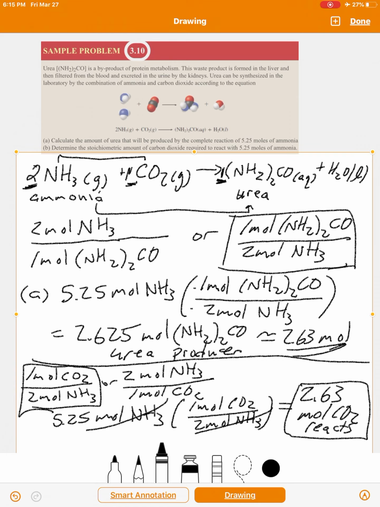Okay? So the key to this is the balanced equation. You look for the substance they're interested in. In part A, they wanted to know the amount of urea. So moles of urea divided by the moles of the substance that was given, which was ammonia. In part B, moles of CO2. How much? That's what they're asking. So therefore, moles of CO2 divided by moles of ammonia using these coefficients in the balanced equation.